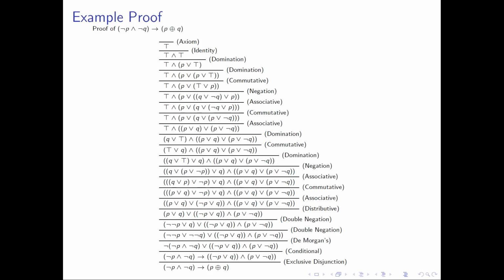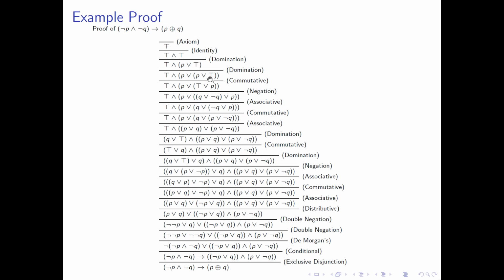Okay. So here's an example proof. We're trying to prove this conditional here. Okay. That not P and not Q implies P XOR Q. So this is the only case where we use the axiom. We use the axiom to get the truth symbol. Okay. Next of all, we're going to use our laws of equivalence. So if we use the identity, okay, then we can add another truth symbol. Then domination. Well, how do we use domination? Well, we know that P or true is the same as true. So we can replace true with P or true.